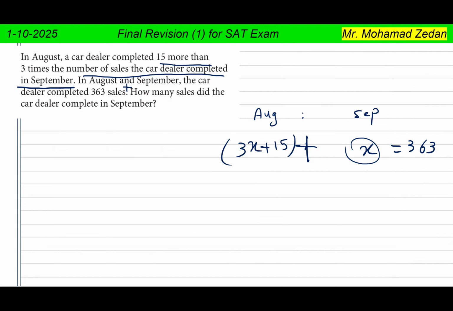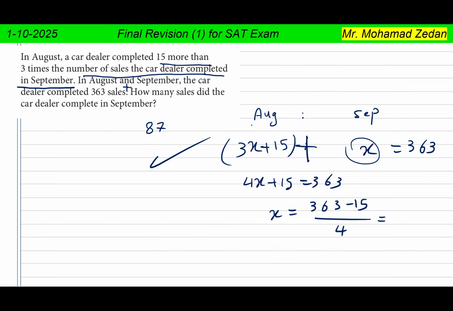Yes, I have an answer. 87. I hope it is correct. Thank you so much. So 4x plus 15 is equal to 363, so x is 363 minus 15 divided by 4. You can confirm Malak's answer, the 87, by using a calculator, which you can use in the exam. 363 minus 15 divided by 4 is... thank you, Malak. Your answer is correct. 87 is correct.